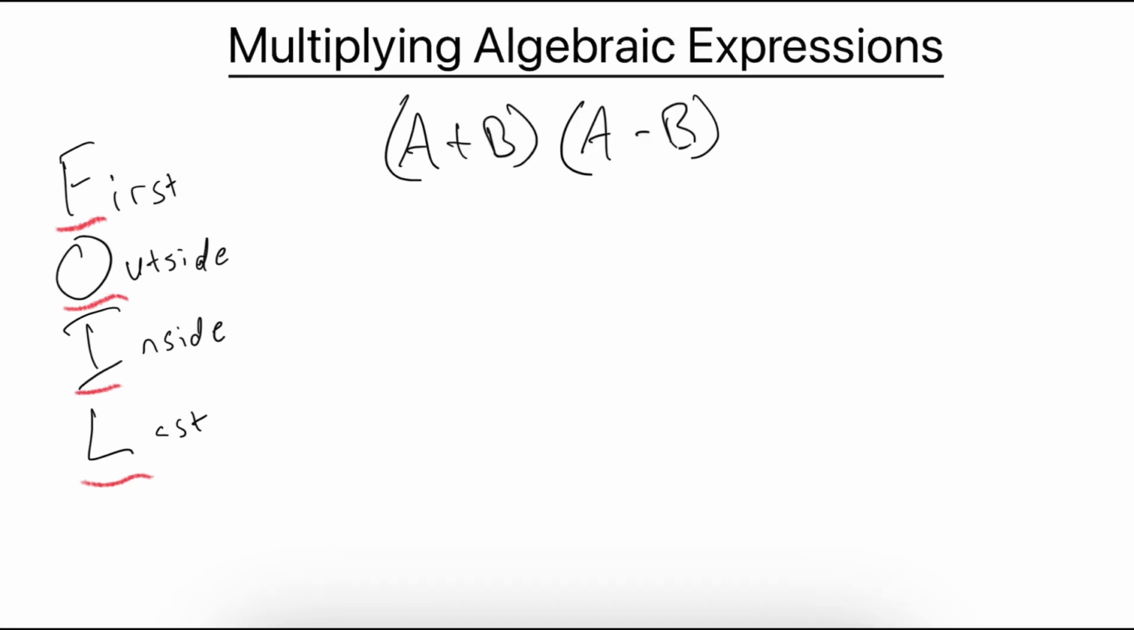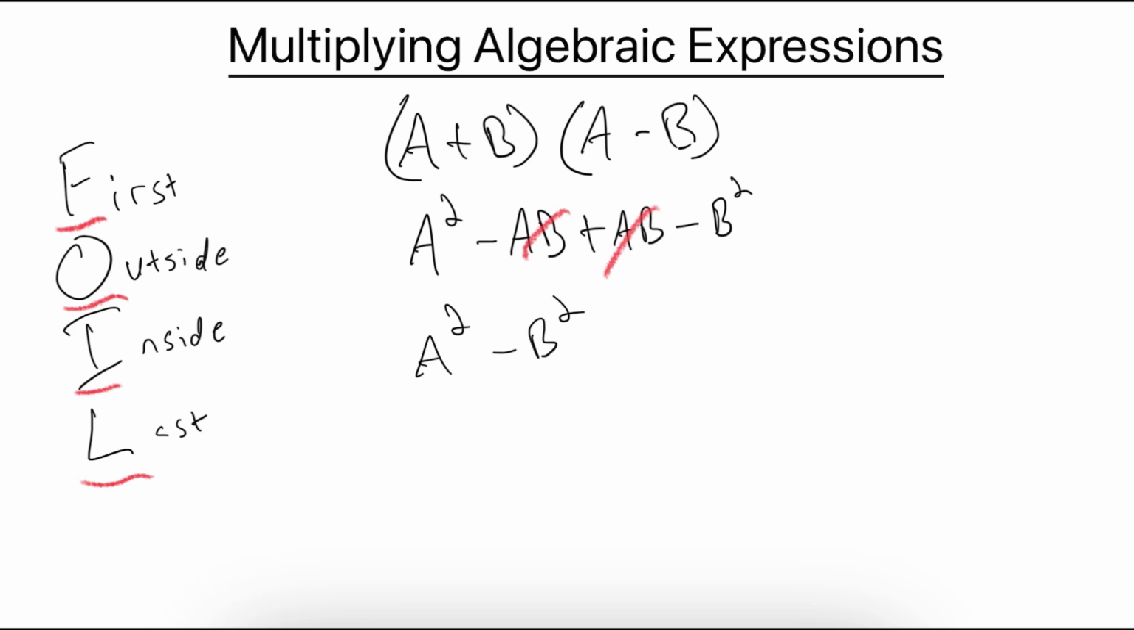Now we have a plus b times a minus b. We'll do first, outside, inside, and last. So a times a is a squared. A times negative b is minus ab. Then plus b times a is plus ab. And then negative b times b is negative b squared. And these two cancel out, giving us our final answer of a squared minus b squared.